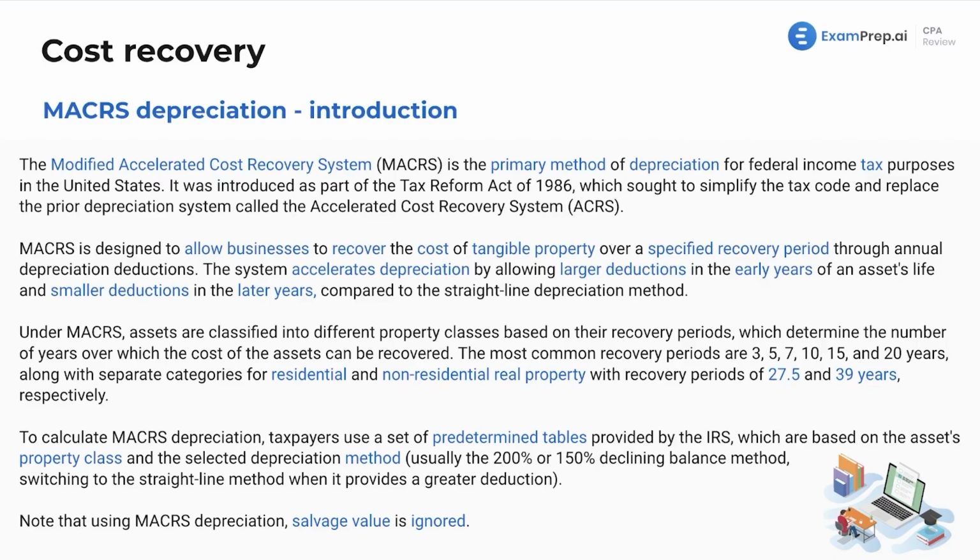Now, to calculate MACRS depreciation, taxpayers use a set of predetermined tables provided by the IRS and provided by the AICPA for exhibits on the exam when you see SIMs, which are based on the asset's property class and the selected depreciation method, usually the 200 or 150% declining balance method, switching to the straight line method when it provides a greater deduction. Now, note that when you use MACRS depreciation, we will ignore that salvage value.